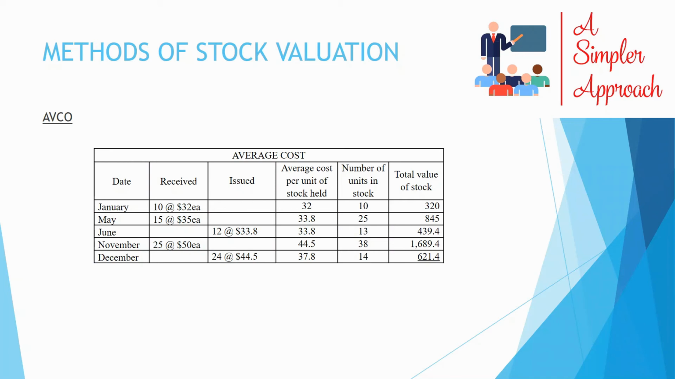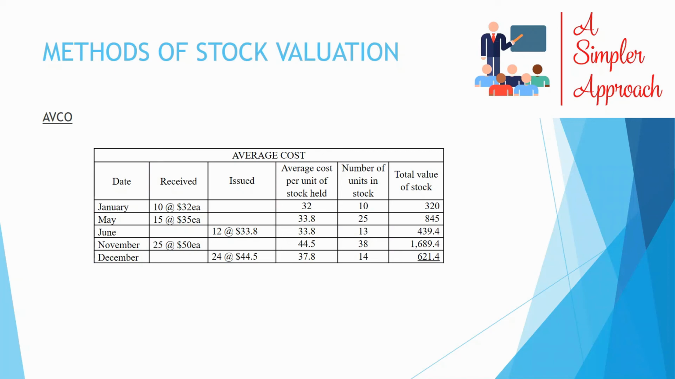24 items to be sold. How do we sell it? At the last calculated average cost. That was 44.5. So 24 multiplied by 44.5 gives us 1,068. That's the value of what we are about to sell.